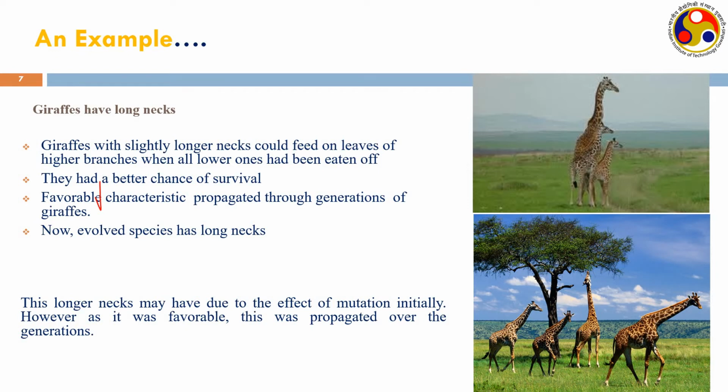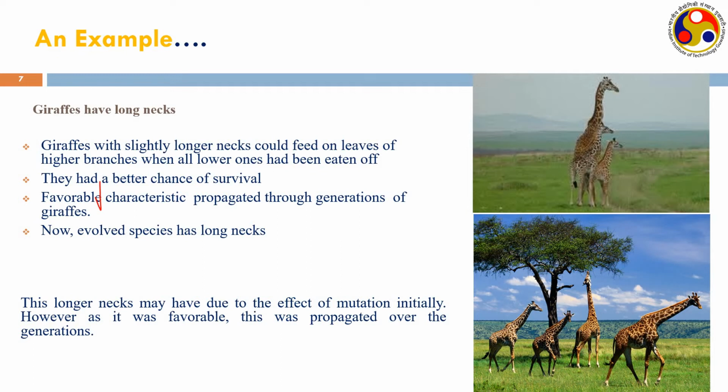So the oxygen level at that altitude is very less. Some people may be able to survive with less oxygen, and some people will not be able to survive with less oxygen. So what will happen? That is a favorable characteristic. Those who can survive with less oxygen will survive, and if they are staying there, they will propagate this favorable characteristic. What is the favorable characteristic there? The characteristic is that they can survive with less oxygen.